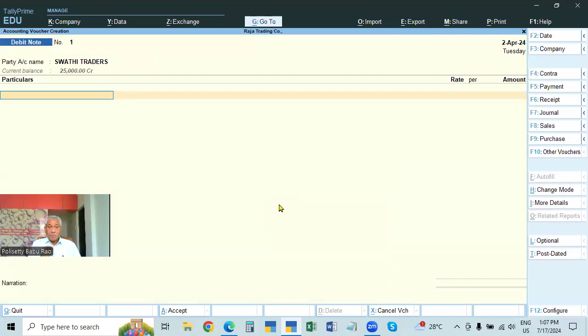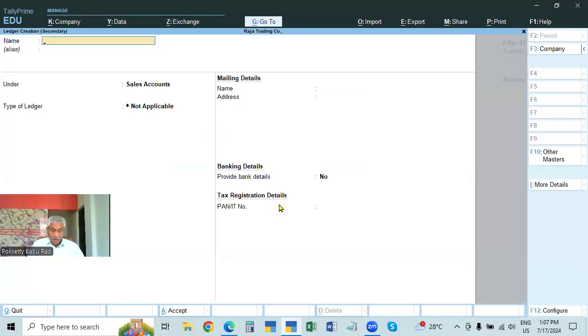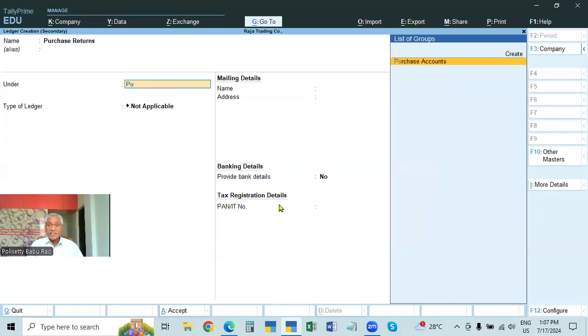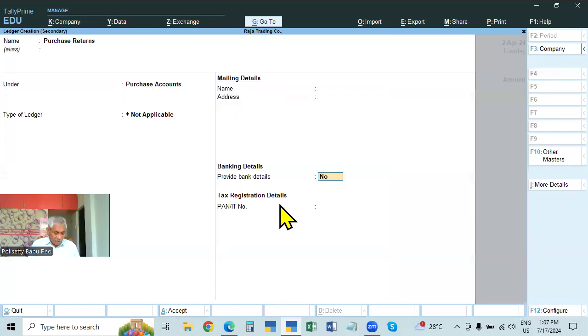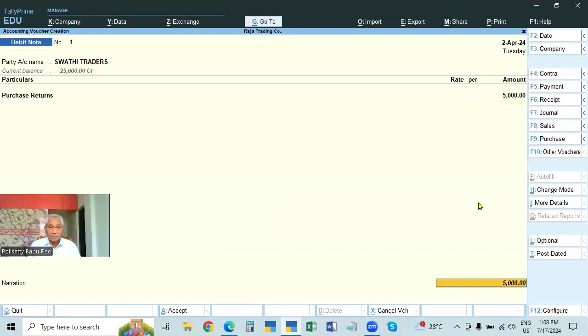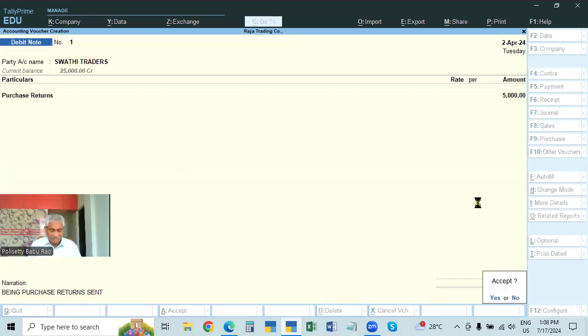previously, purchase means you write purchase. Now it is purchase returns. So create that purchase returns. But purchases and purchase returns both come under purchase accounts. So the ledger will be purchase account. What is the purchase return? Return to Swati Traders 5,000, which is purchase return, and here we will write as being purchase returns sent.